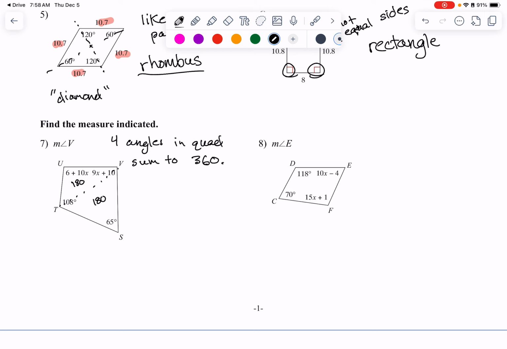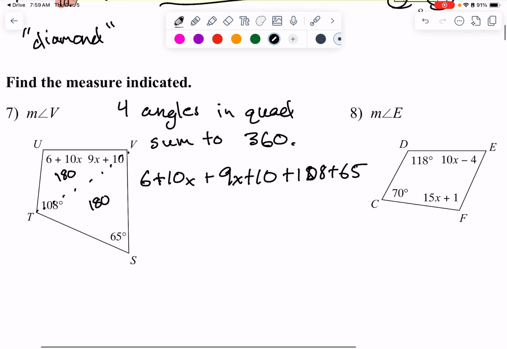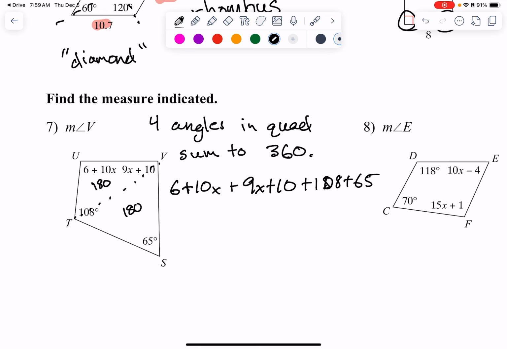So that means I'm going to have 6 plus 10x plus 9x plus 10. So I got those two things, plus 108 plus 65. Those are all my things. And those are going to equal 360. Now I've taken up quite a bit of space. So what I'm probably going to do here is kind of just jam in there equals 360.